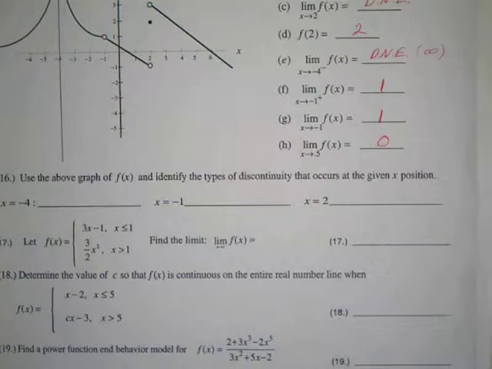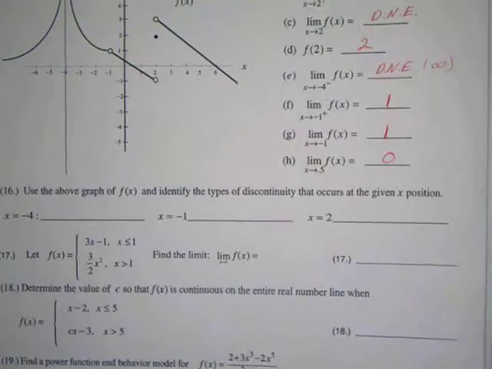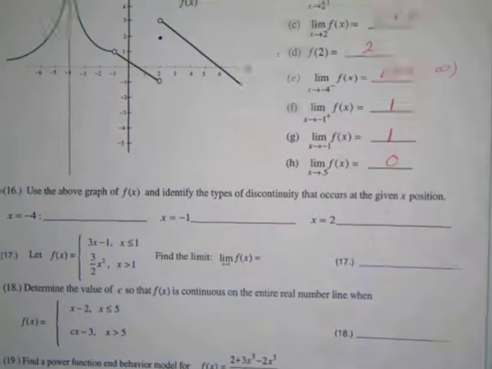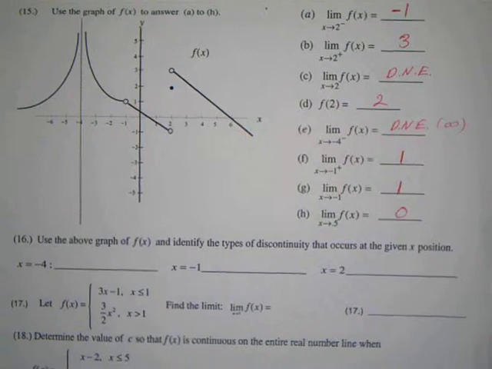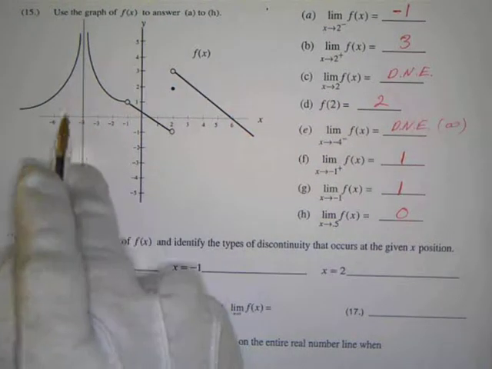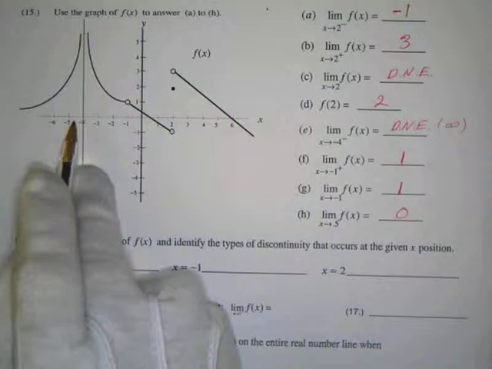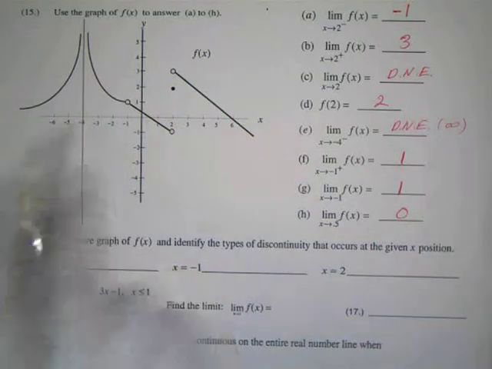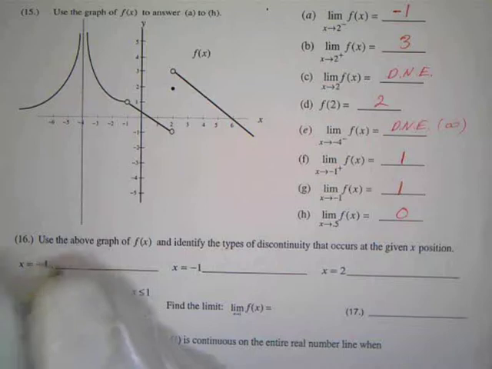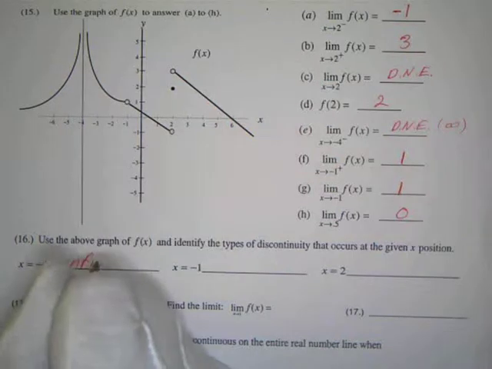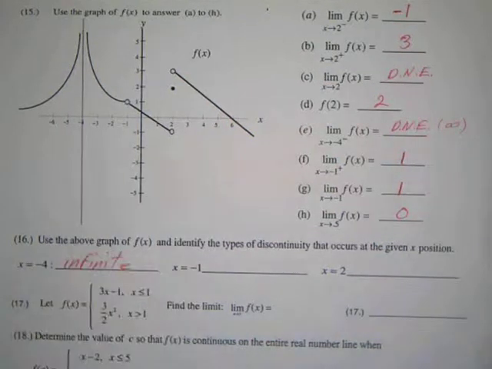All right, and then number 16, use the graph of f of x, the above graph, and identify the types of discontinuities that occur at the given points. So when x equals -4, what do we have? Well, is it removable? No, I can't fix it with a point. Is it jump? No, in order for it to be jump, we have to see both endpoints. I don't see both endpoints because it goes way up here, so it's infinite. So that's an infinite discontinuity.